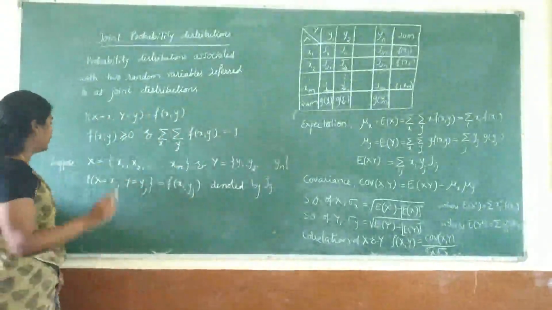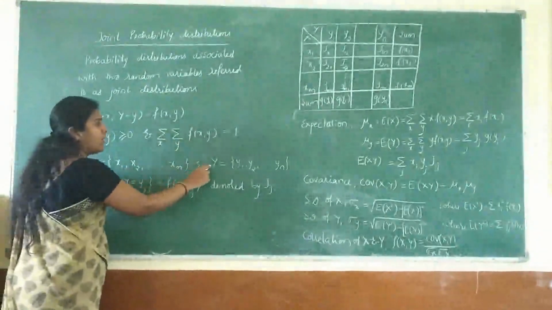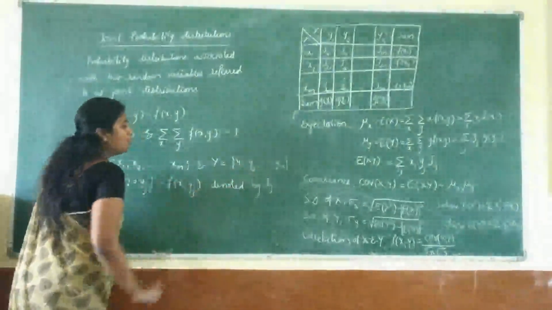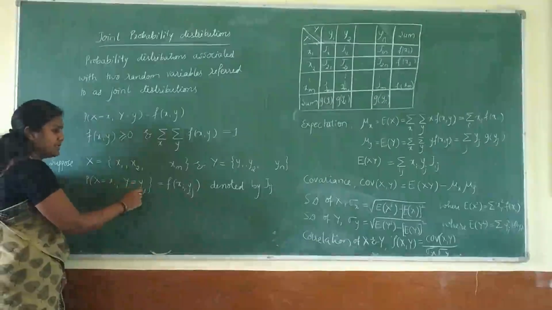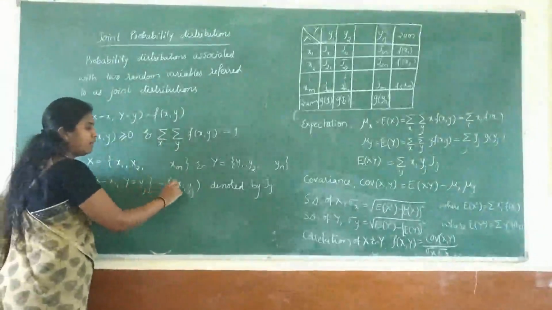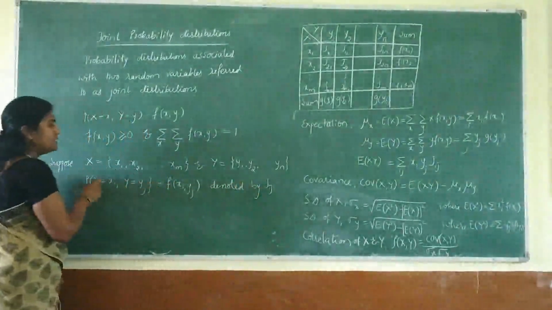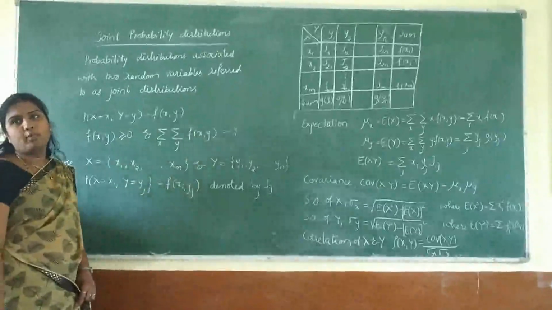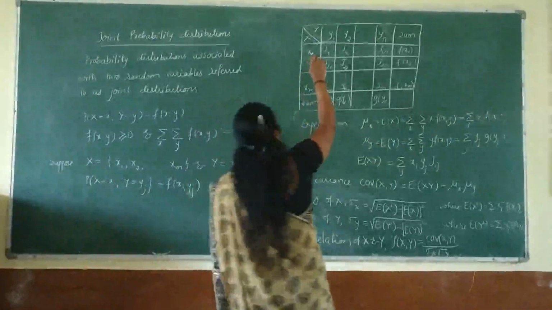Okay. Suppose x equals x1, x2 up to xm and y equals y1, y2 up to yn. P of x equals xi, y equals yj is written as f of xi, yj, denoted by Jij. This is nothing but the joint probability distribution. Okay, this is summarized in the table.